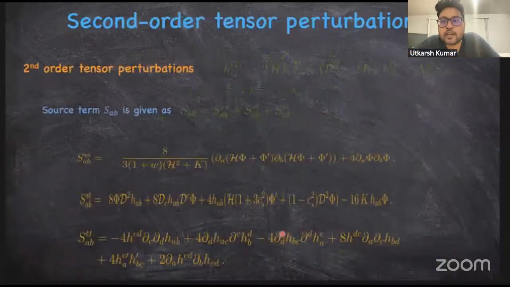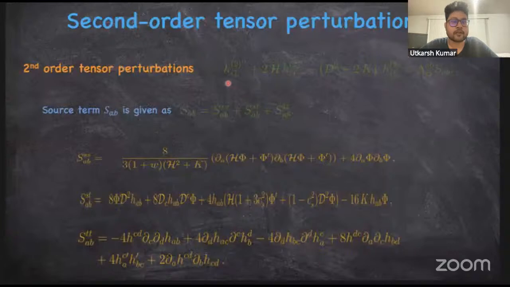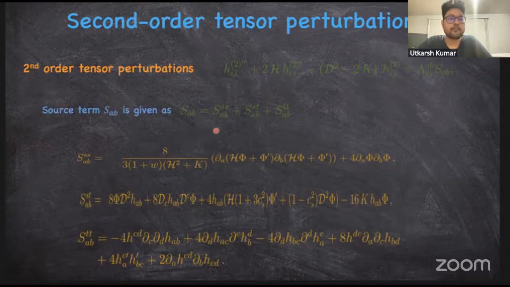So now we are ready to write down the evolution equation for the second order tensor perturbations, which are induced by the first order perturbations. The second order evolution equation looks pretty much the same on the left hand side as at first order, but there is an additional source coming from the first order perturbations. This source can come in three forms: first the scalar form, second the scalar-tensor, and third the tensor form.